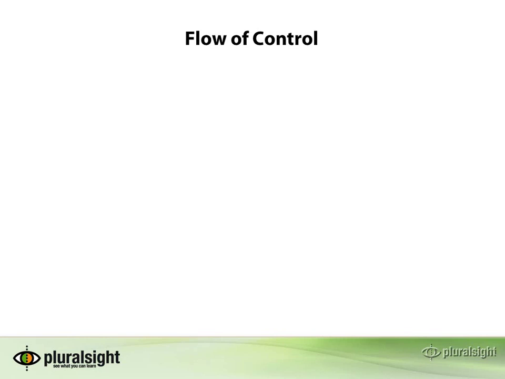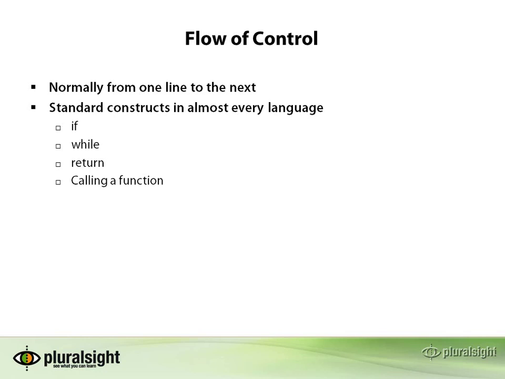Flow of control is just about which lines in your program execute in what order. Normally speaking, control flows from one line to the next. Integer x equals 2, x equals 3, print something out showing the value of x, and they all just happen in that order. But just about every programming language has some way to change that around, and you should probably recognize things like if and while.